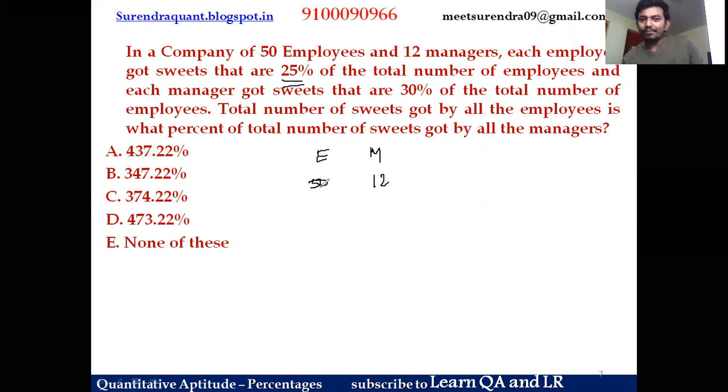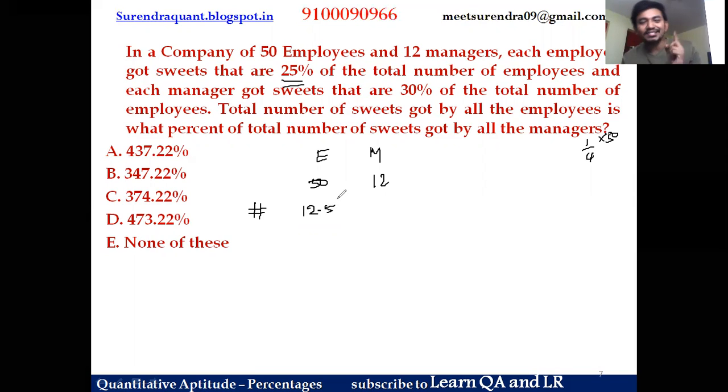So here the number of employees is 50. The number of suits received by each employee is 25% of 50. 25% means 1/4. What is 1/4 of 50? 1/4 of 50, how do you write this, guys? 50 by 4, 25 by 2, 12.5. So each employee receives 12.5 suits.